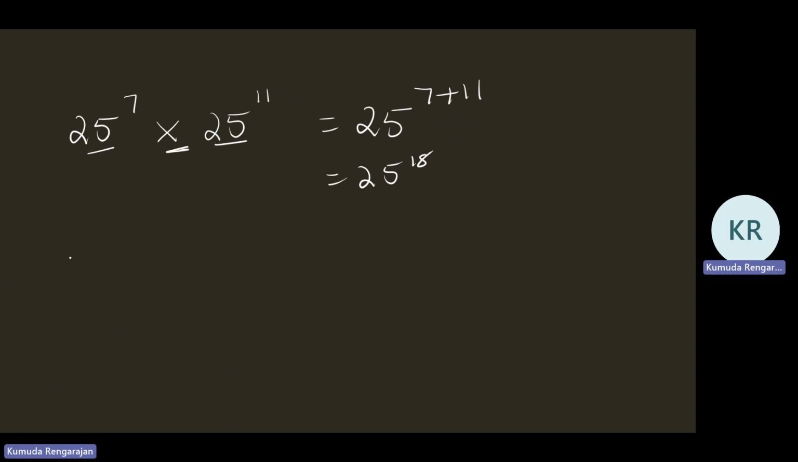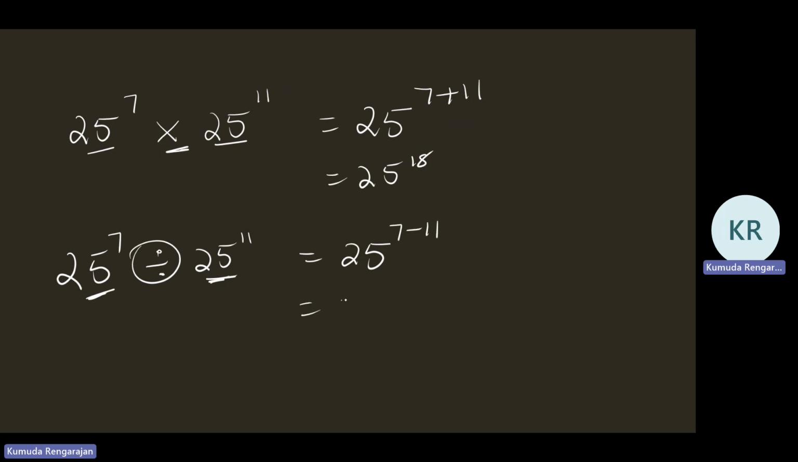For example, if you have 25 to the power 7 divided by 25 to the power 11, then the bases are same, 25, 25. So write the base once and subtract the powers because it's division. So 7 minus 11, which is 25 to the power minus 4.